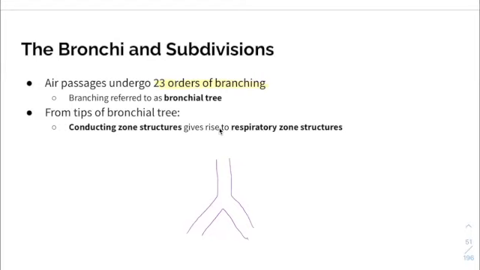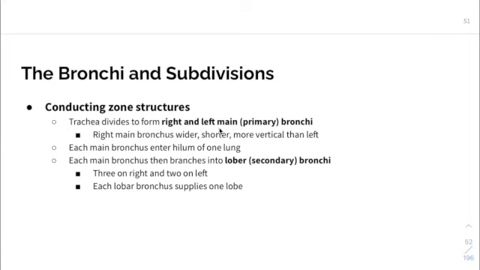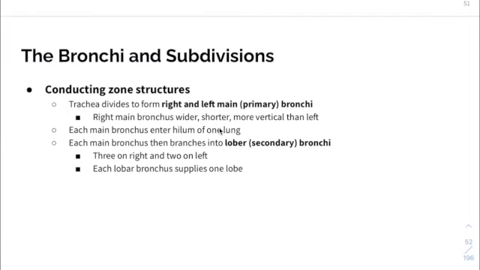So we have conducting zone structures that will give rise to respiratory zone structures. Conducting is where the air moves through, while respiratory is where gas exchange happens. So that conducting zone is where the trachea divides into the left and right main or primary bronchi. It's a picture that I keep drawing over and over again, that trachea that branches off into that right and left main or primary bronchi.